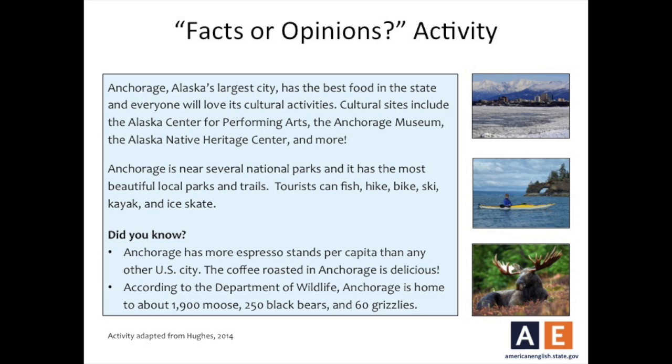So the students' marked text might look like this. The opinion statements are underlined. The best food, everyone will love its cultural activities, it has the most beautiful parks and trails, etc. Next, take the analysis a little deeper and ask students to identify words in the sentences that made them mark the statements as opinions. So students will circle the key words, again working individually or in pairs, and their text might then look like this.